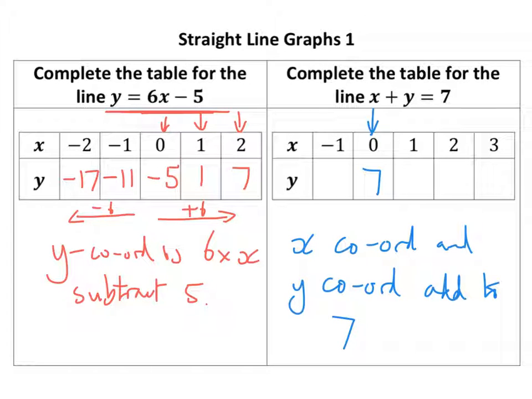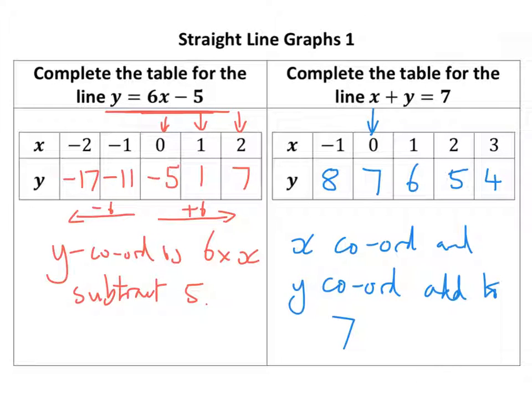So 1 plus something makes 7. 2 plus something makes 7. Ooh, am I spotting a pattern? Or 3 plus 4 makes 7. And the reason I leave the negatives to the end is because people can get a bit confused with negative signs. But there you go.